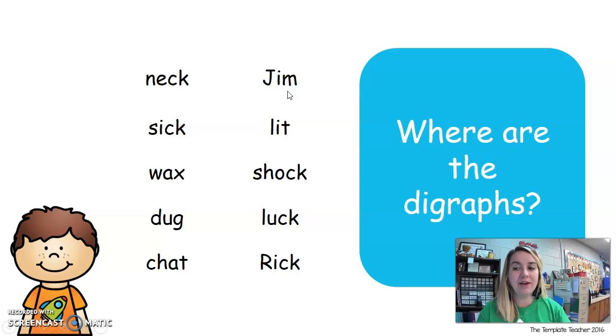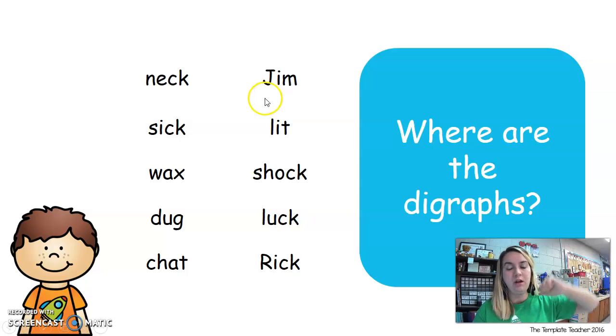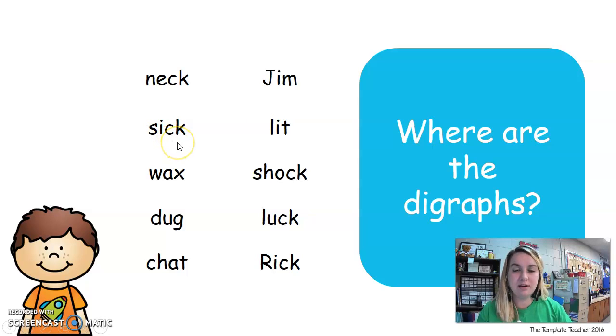Thumbs up if it has a digraph, thumbs down if it doesn't. Your thumb should be down. There's no digraph in that word. So let's come here. Do you see a digraph? You sure do, so your thumb should be up. That CK at the end of that word, that's our digraph. All right, coming across.